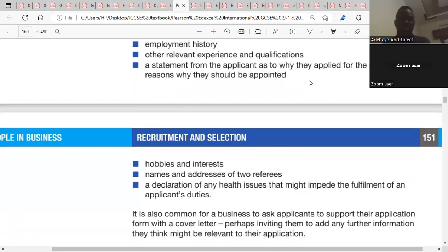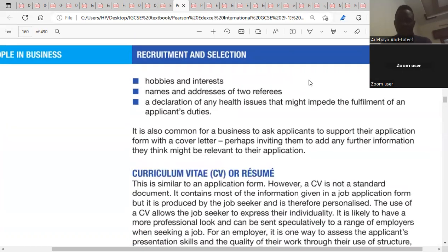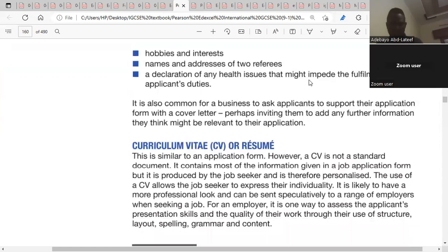When we talk about referees, we're talking about those that can stand for you, those that can say much about you, those that can make reference to you. Oh, we know her, she's a good employee. She's been with us for a long period of time. We know what she can do, how she can do it. Those that can say good things about you. Your declaration of health issues, these are part of what you have to fill in the form, because the company needs to know you before they can give you the job.